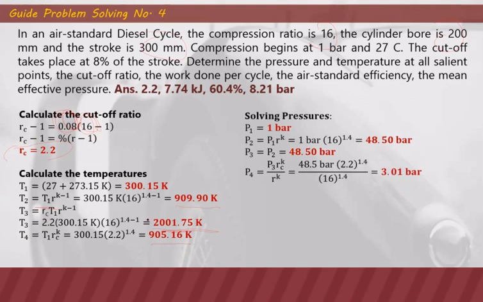So by observation, we can see that the pressure and temperature at point 3 should be the highest pressure and temperature. And then P2 and P3 are equal because heat addition happens from P2 to P3; this is a constant pressure heat addition process. So that's why we have 48.5 bar. So these are the first unknowns.